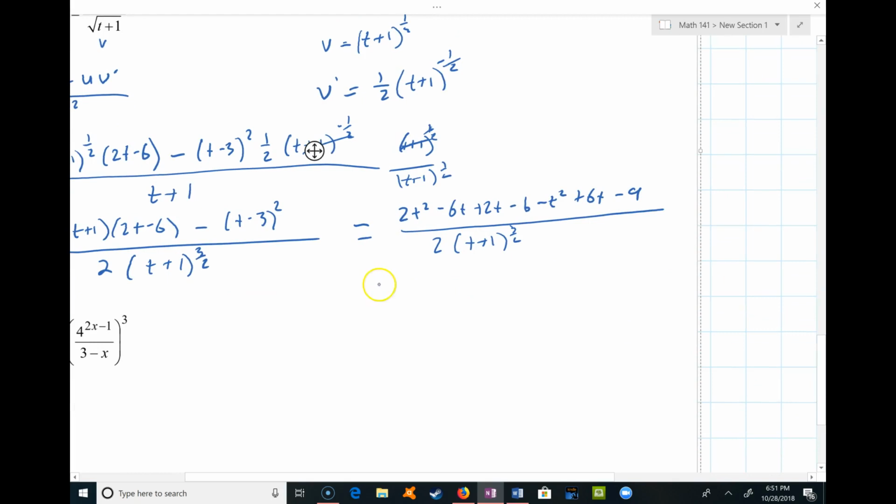And then I think we can go one more step here. Get everything together. 2t squared minus t squared would be just t squared. And negative 6t and 2t, that'd be negative 4t. Plus 6t, that'd be positive 2t. And then negative 6 and negative 9 would be negative 15. All over 2 times t plus 1 to the 3/2.